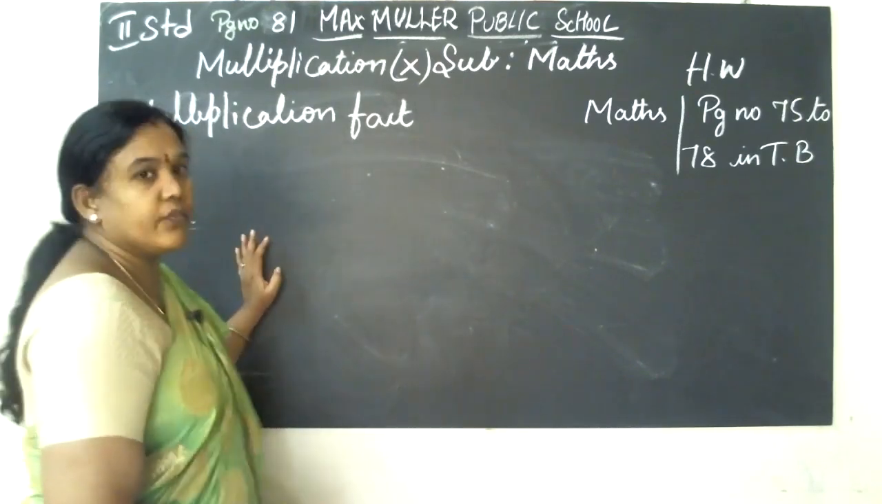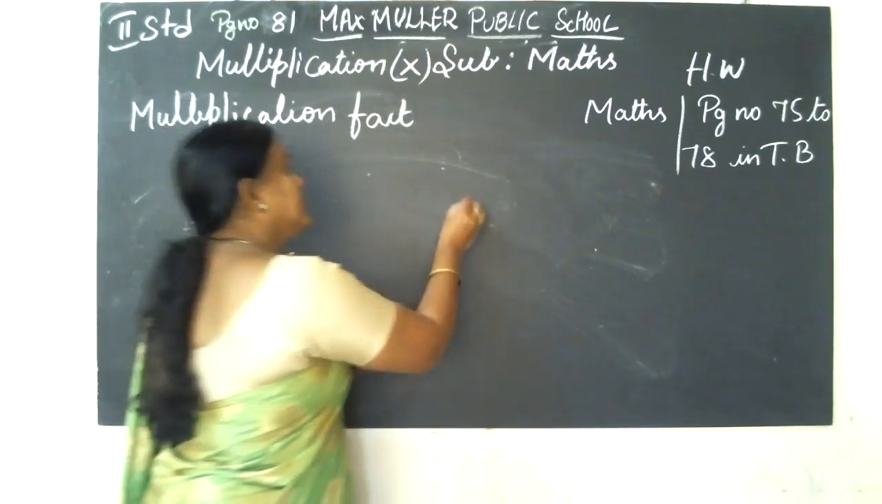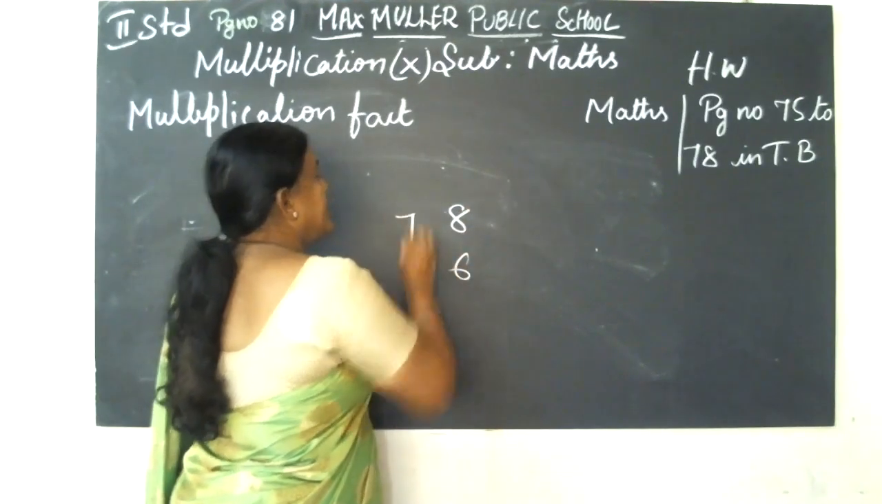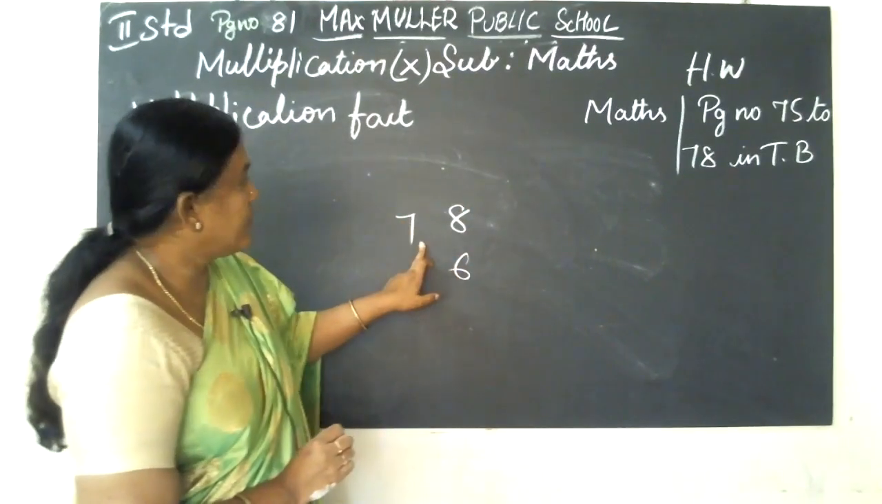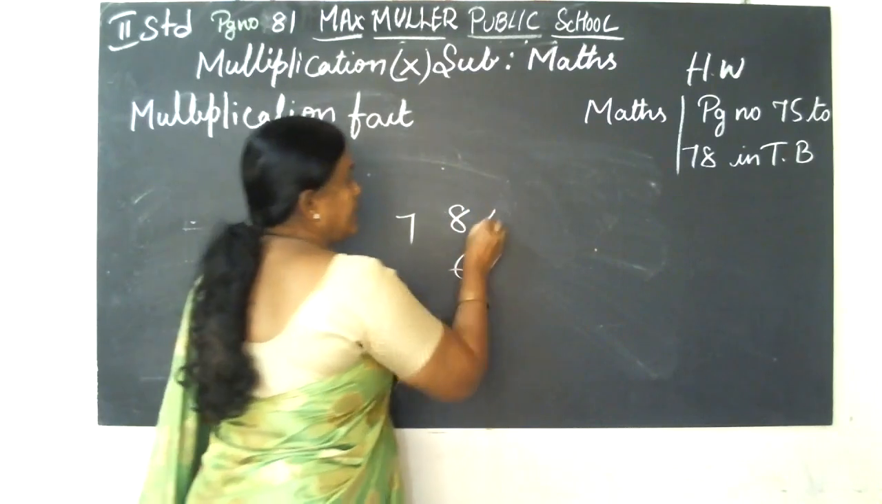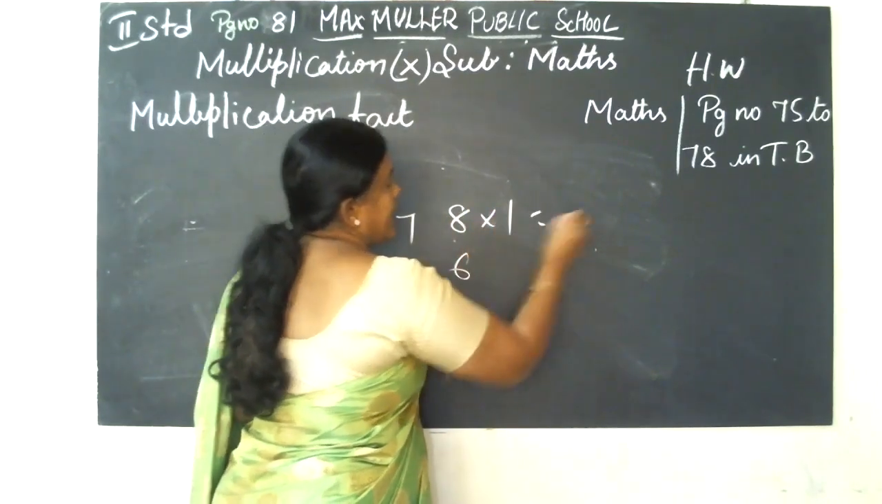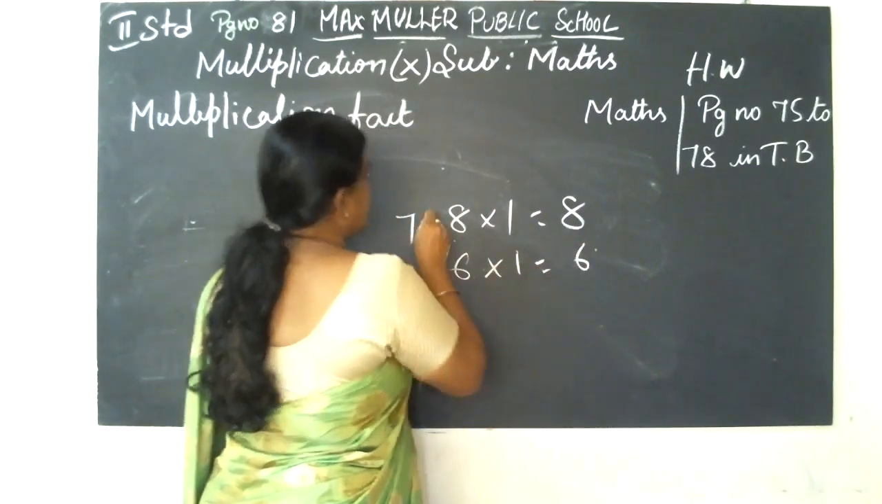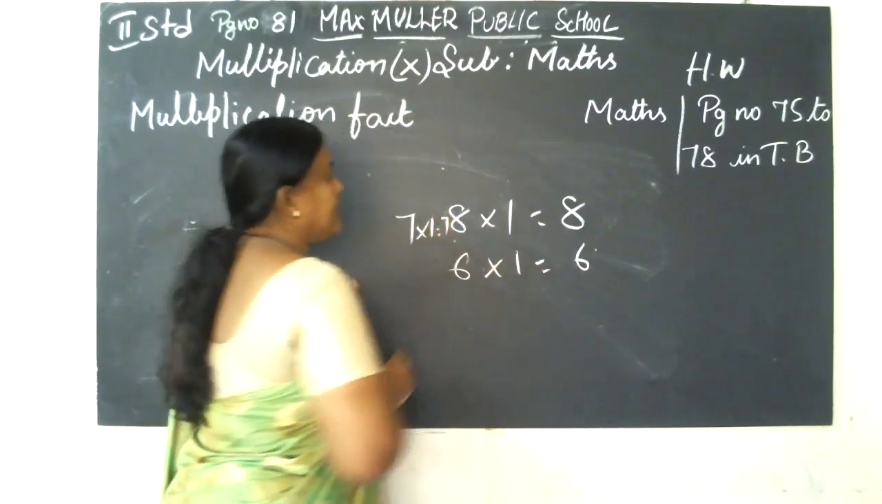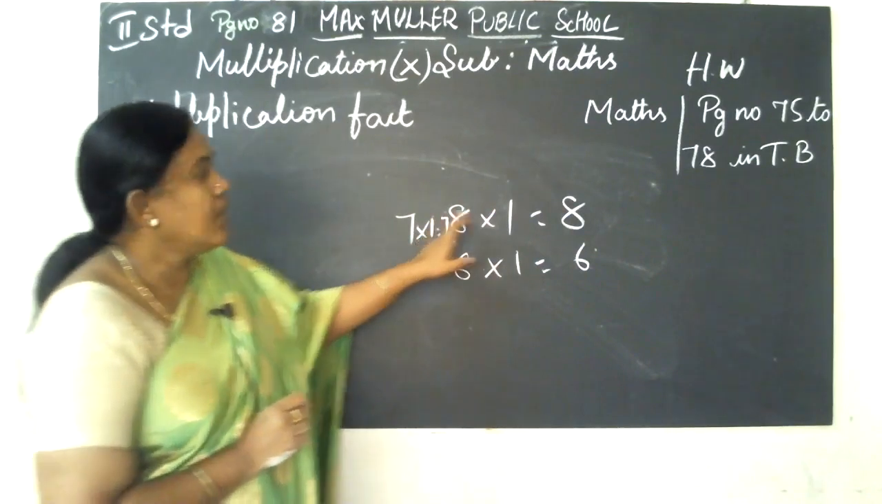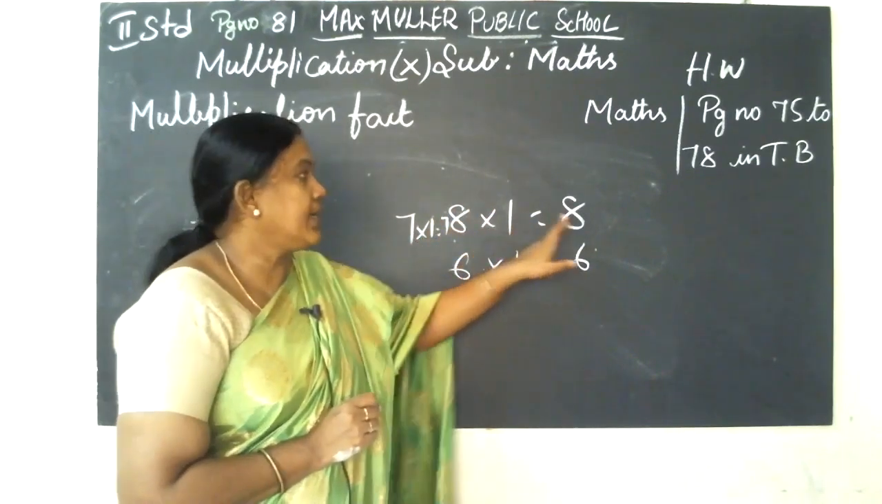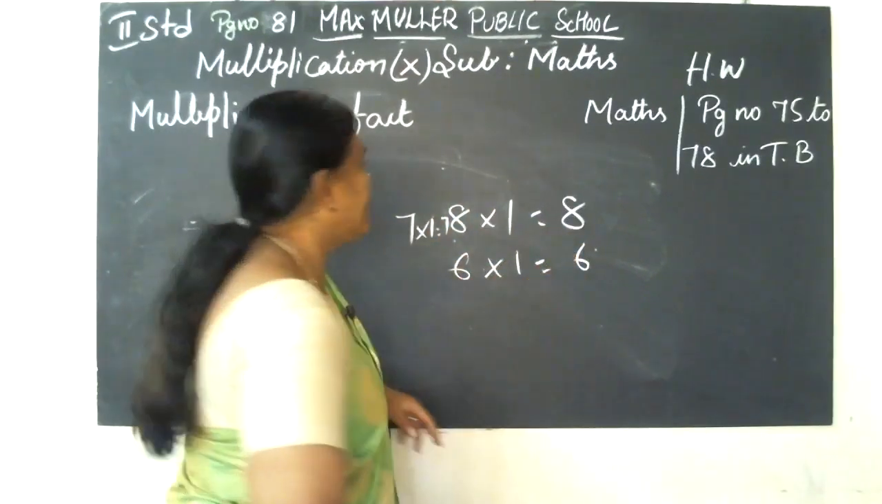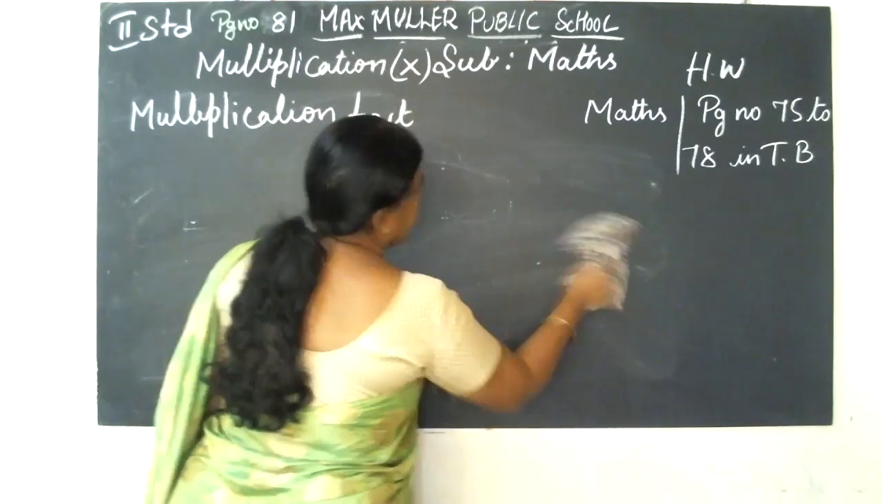Children, take any number, take 8, take 6, take 7. If you multiply with 1, what will you get? The same number only you will get. 6 ones are 6. Here 7 ones are 7. Any number, if you multiply with 1, you will get the same number only. Understood like that?